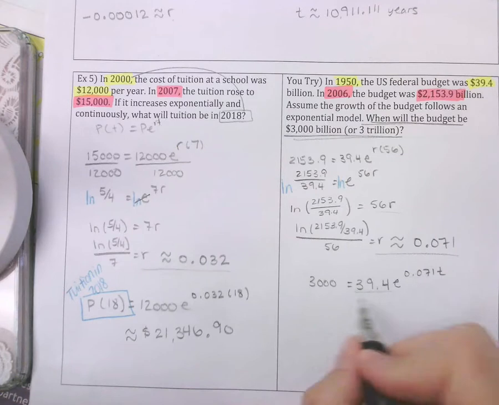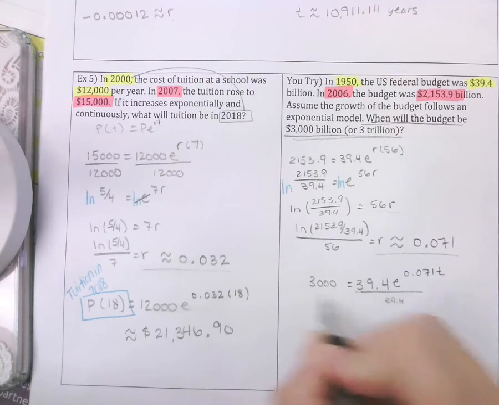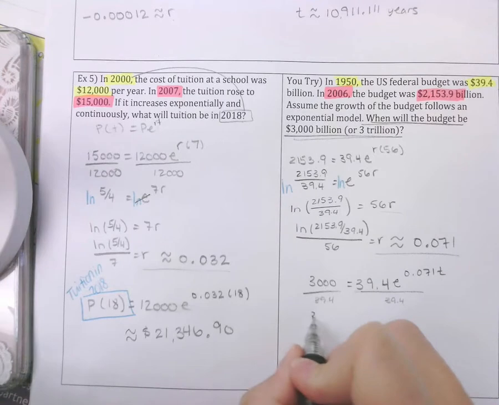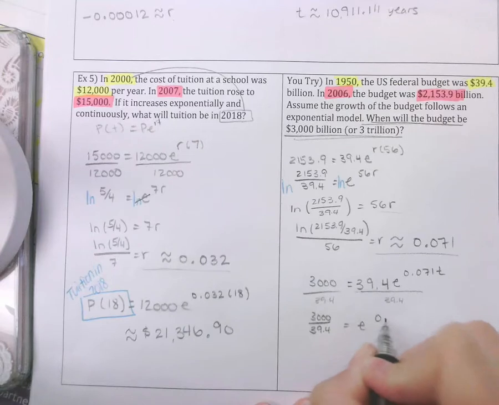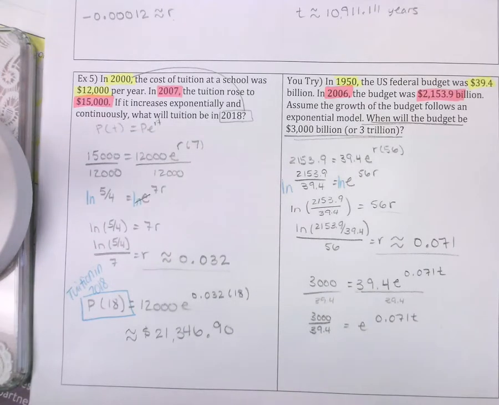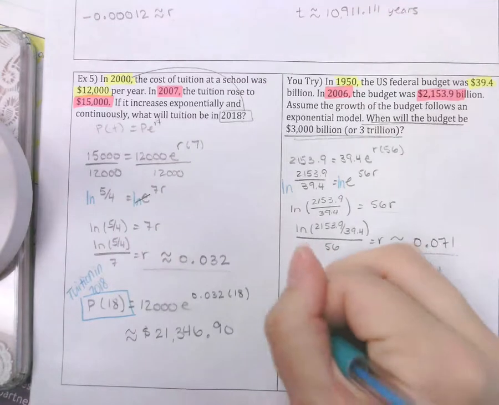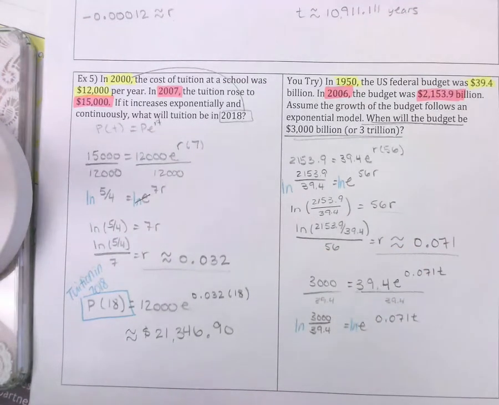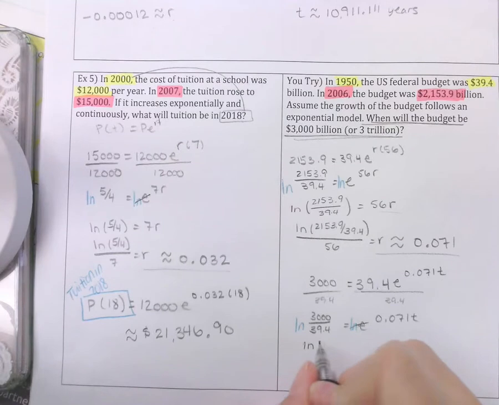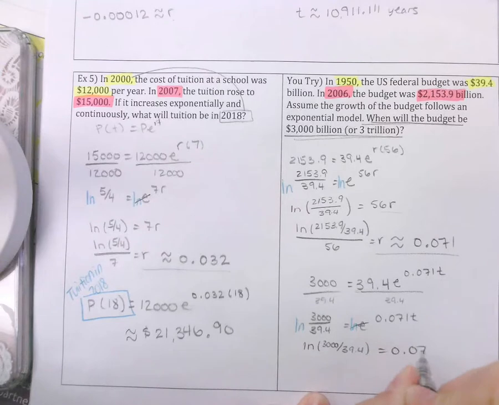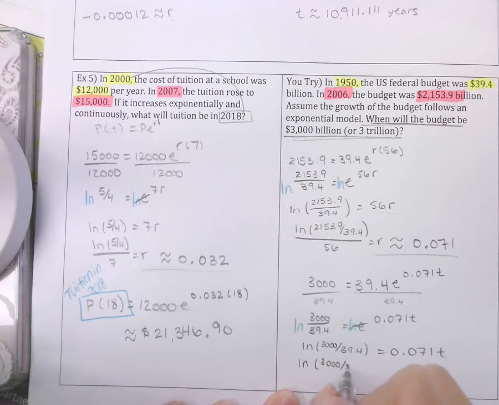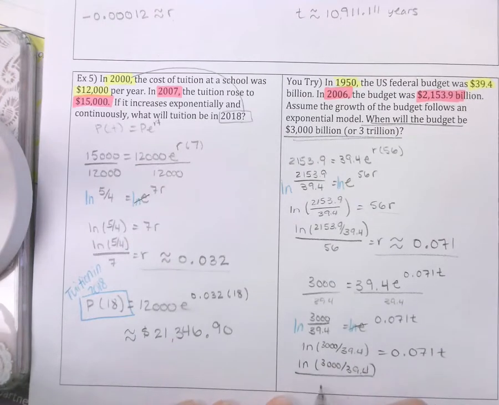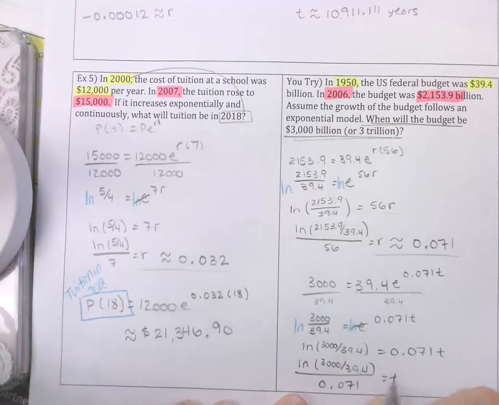Alright, so then to solve, we'll divide by 39.4. So I get 3,000 over 39.4 equals e to the 0.071 t. Then I'm going to take the natural log of both sides so I can get rid of e. So natural log of 3,000 divided by 39.4 equals 0.071 t. And then I'm just going to divide that by 0.071 to get time.